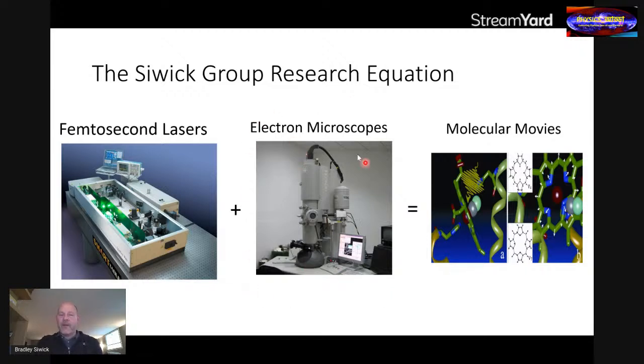Now, shown here is a conventional electron microscope. In my lab, we actually have to design our own electron microscopes, as I'll show. But if you combine the time resolution of femtosecond lasers with the spatial resolution of electron microscopes, you actually have the ability to make molecular movies, to be able to watch the course of atoms during at least photoinduced processes in materials to quite some level of sophistication. Okay, so I want to talk a little bit about how that's done.